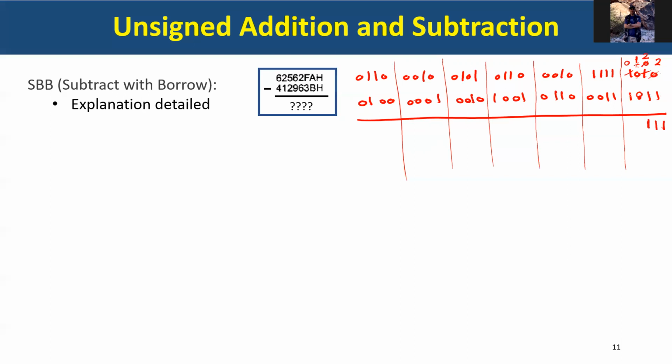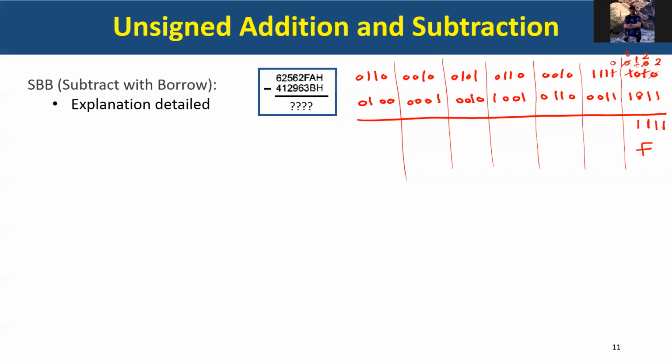Then 0 minus 1 again can't be done. So we're gonna borrow that one here. This one will be 0, this guy will be 2. 2 minus 1 is 1. So the first digit will be F. Now the fifth bit, which is that one here, becomes 0.